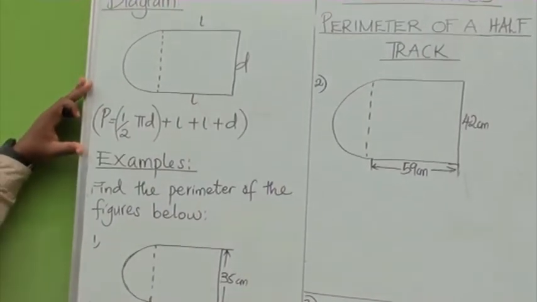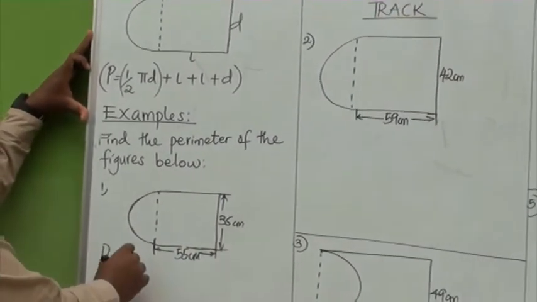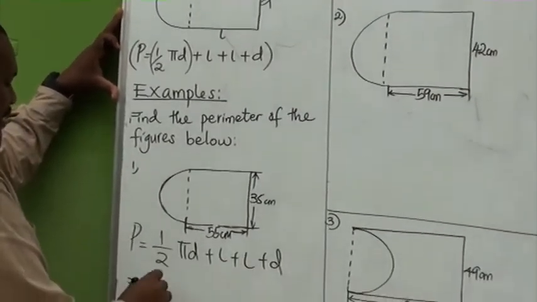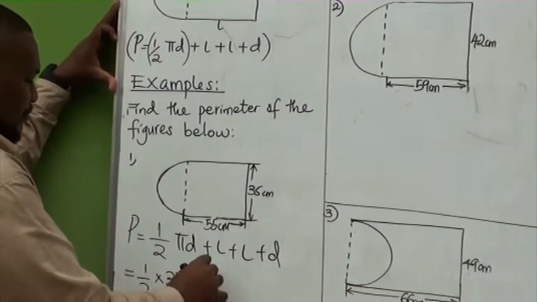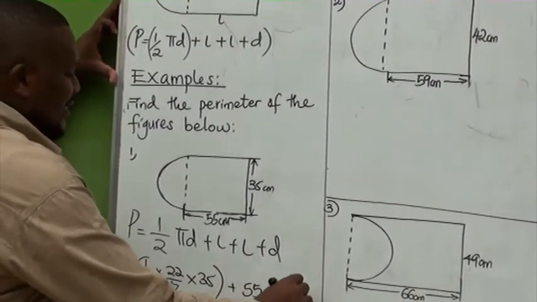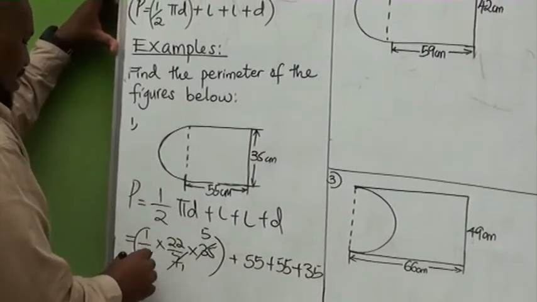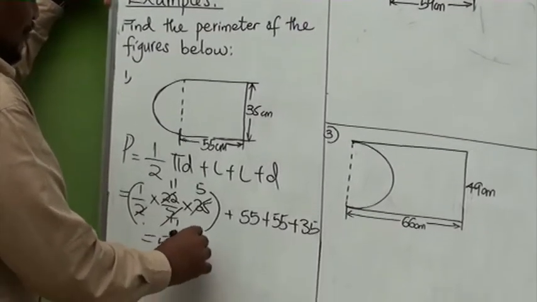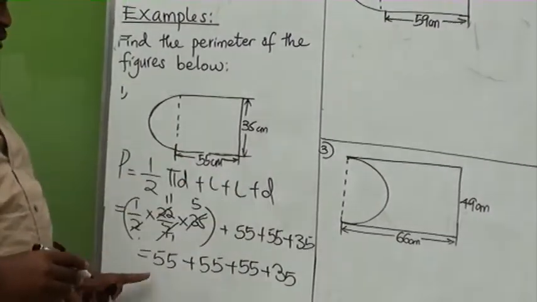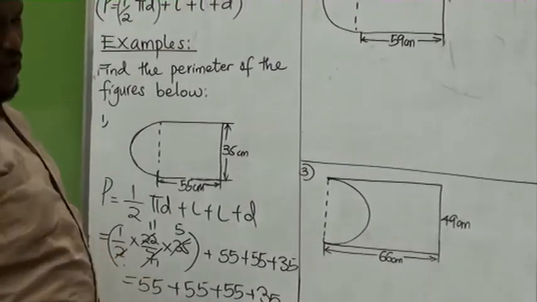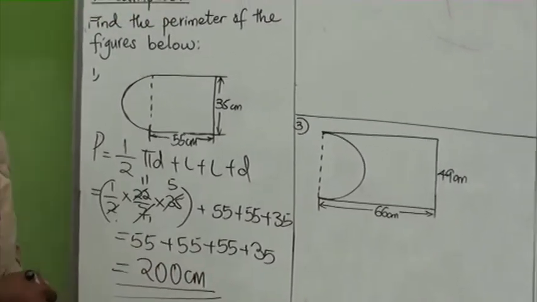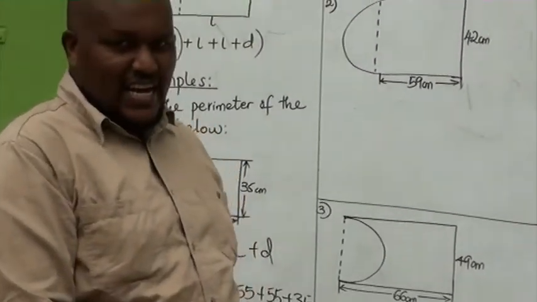In our number 1, we are going to say perimeter. Remember, writing the formula is very important. So we say a half pi d plus L plus L plus diameter: a half times 22 over 7 times 35. You can put this into brackets for an easier way of solving it. Plus 55 plus 55 plus 35. By 7, 1, by 7, 5, by 2, 1, by 2, 11. So we have 55 plus 55 plus 55 plus 35. Mostly, people forget to add this. They can go this far, but forget to add 35. So when we add this, we are supposed to get 200 centimeters. I hope that is clear.